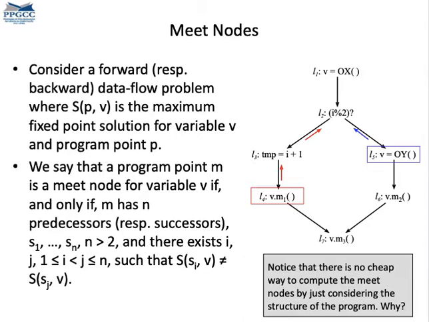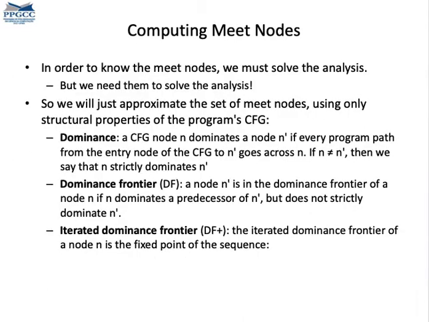Let's introduce the notion of a meet node first. These are nodes where different information collide. In the case of a forward analysis, meet nodes must be blocks with multiple predecessors. If we talk about a backward analysis, then a meet node must be a node with multiple successors.